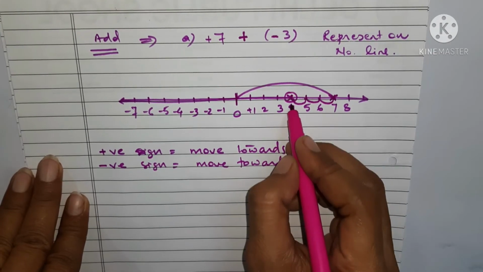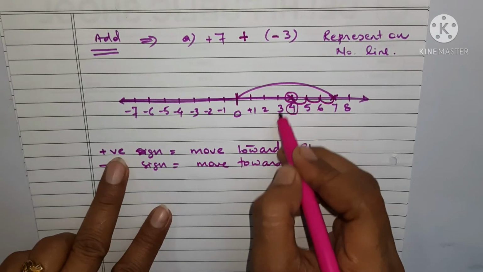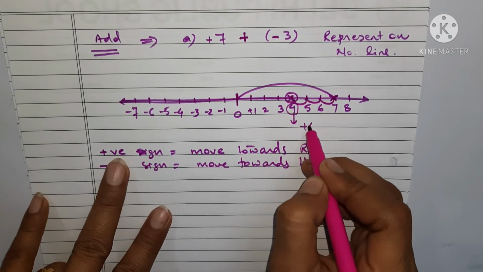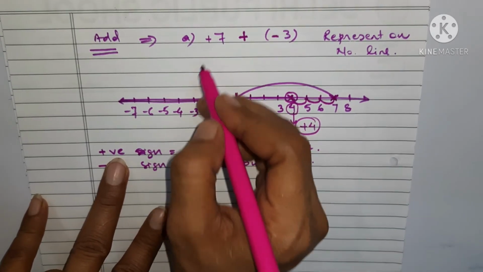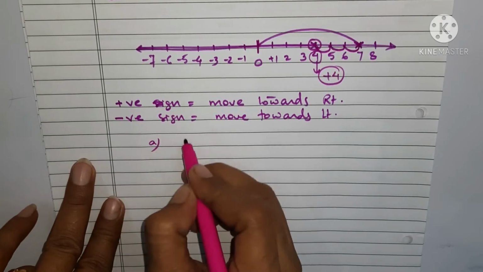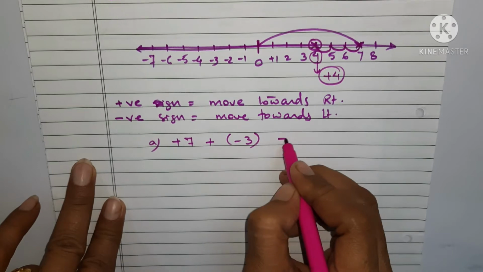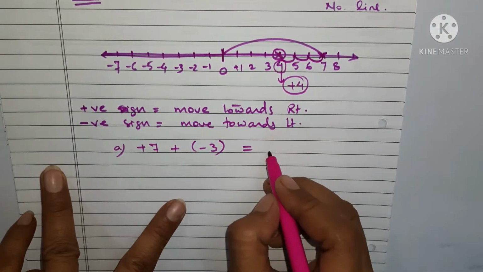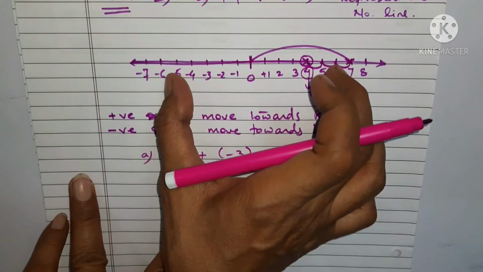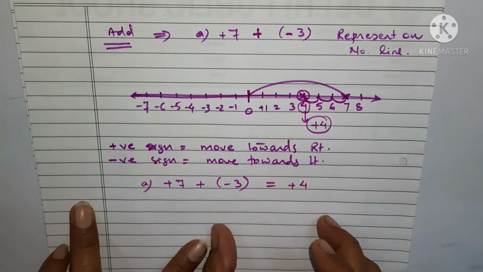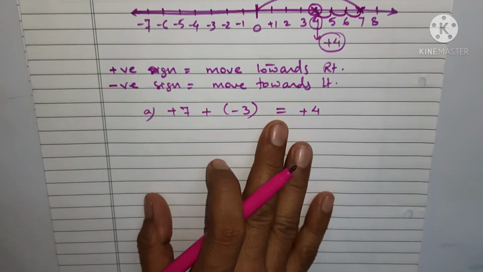And what is the final answer here? You can see that it is 4. You are getting plus 4, and this is your solution. It means your question was plus 7 plus minus 3, and you have reached up to 4. So your answer is plus 4. This is how you have to present it on the number line. Understood? This is how you have to show it on the number line.